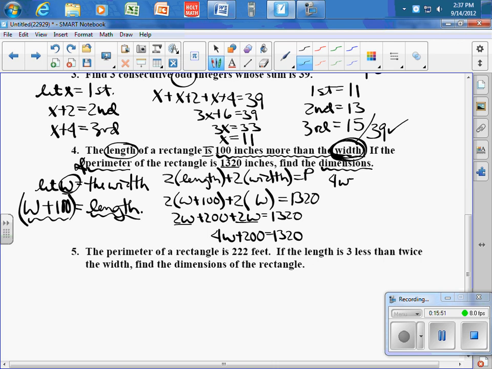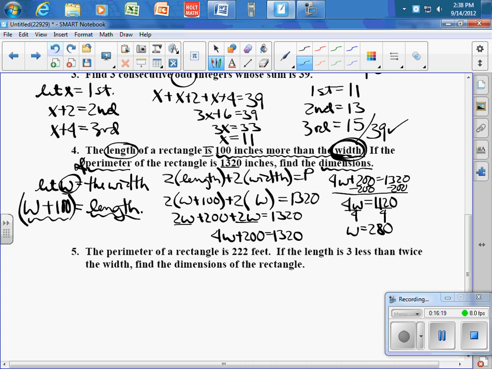If 4W plus 200 is equal to 1,320, to solve this, I'll subtract 200 from both sides. I get 4W is equal to 1120. Dividing both sides by 4, I get W is equal to 280. Well, what does that mean?